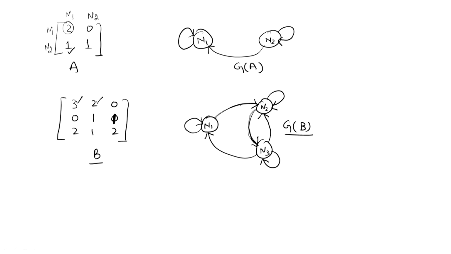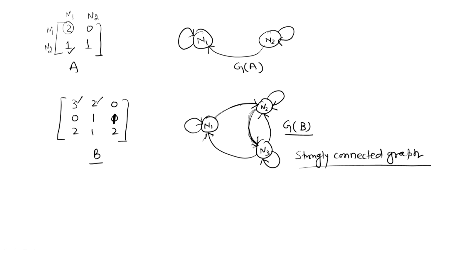In the same way, I can move from n2 to n1, because I will reach from n2 to n3 and then to n1. And I can also move from n2 to n3. I can move from n3 to n1 as well as from n3 to n2. So hence, I have a connection between all the nodes. So this graph is a strongly connected graph in this case.